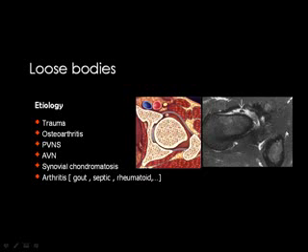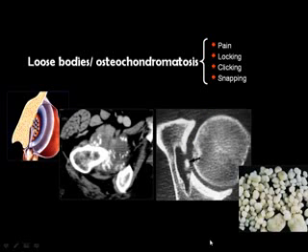Loose bodies are usually secondary to osteoarthritis, but may be secondary to trauma, pigmented villonodular synovitis, avascular necrosis, and any type of arthritis. Loose bodies are usually diagnosed by plain radiography, but can be seen by MRI. And this is a case of synovial osteochondromatosis of the hip, where you can see too many loose bodies within the hypertrophied distended joint capsule.